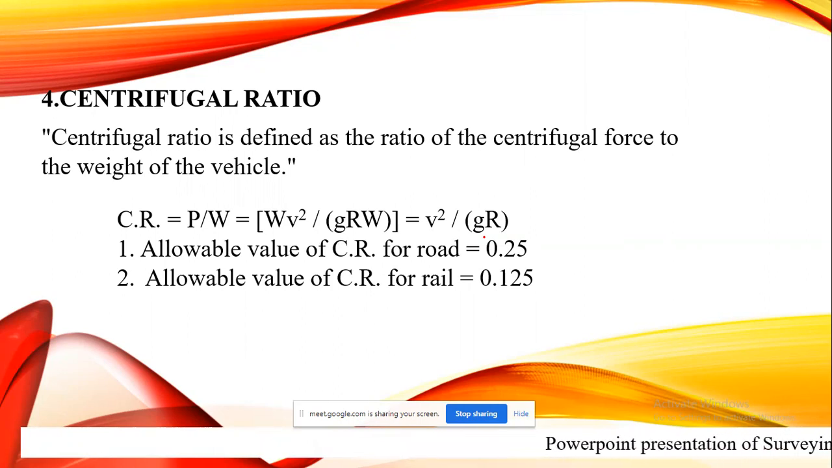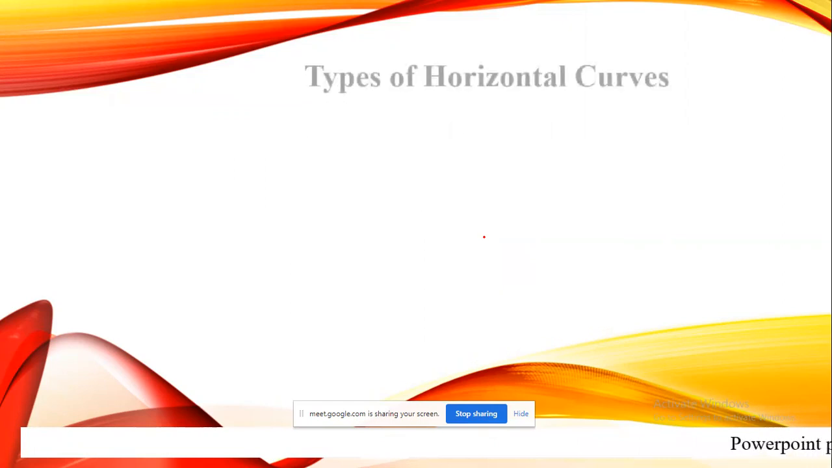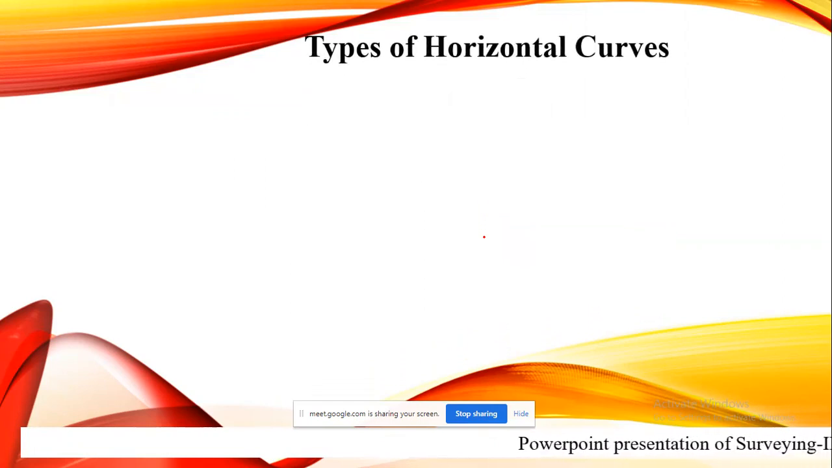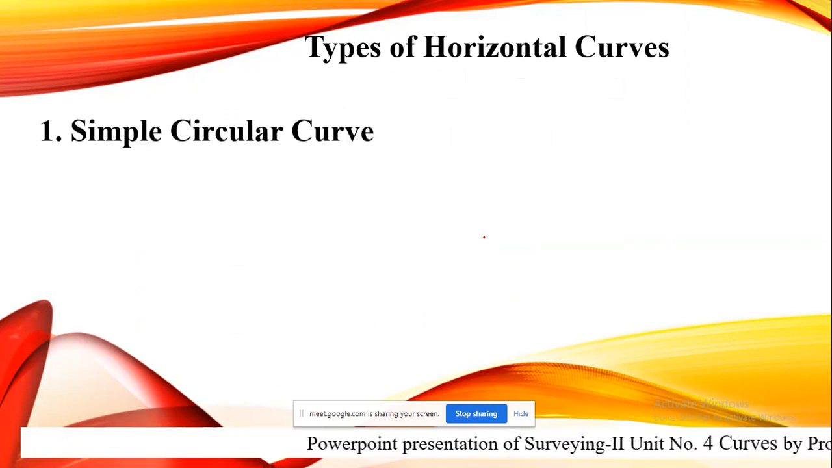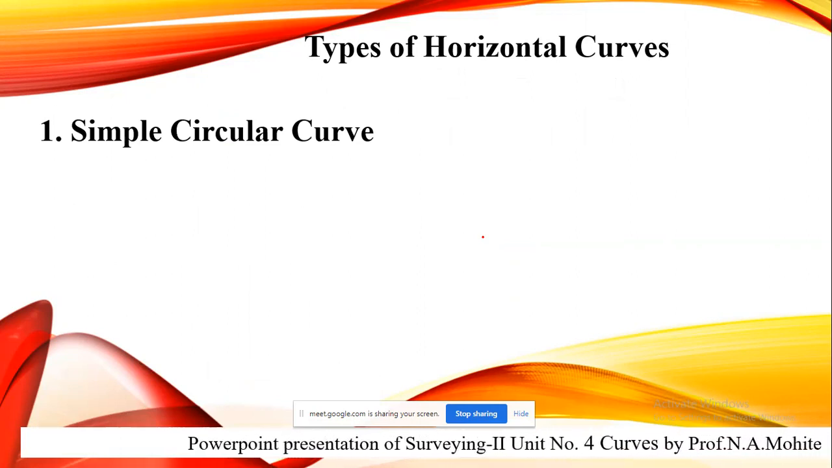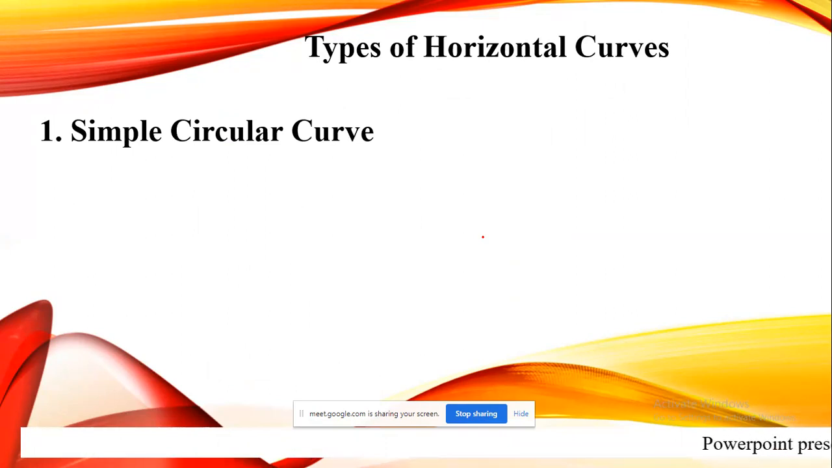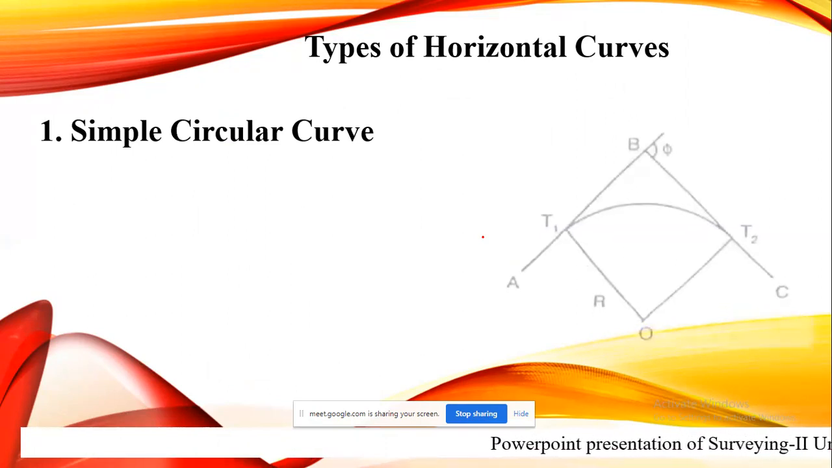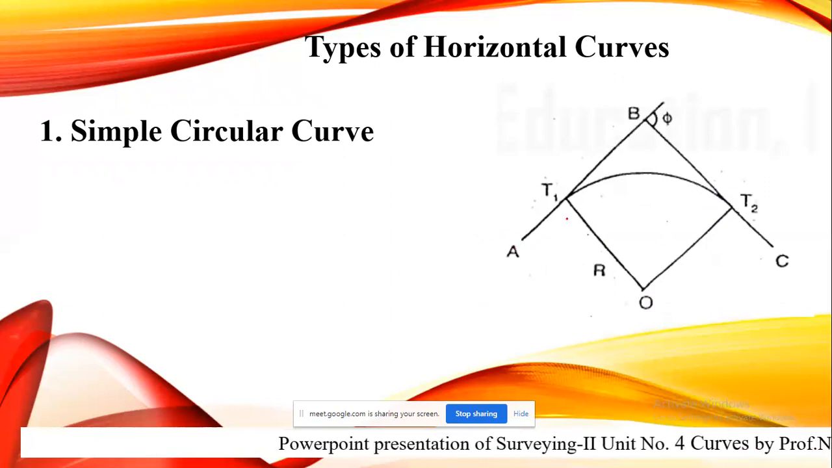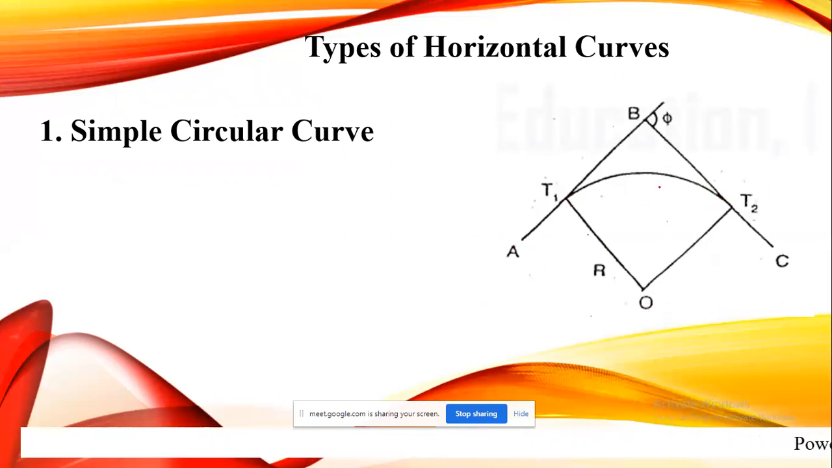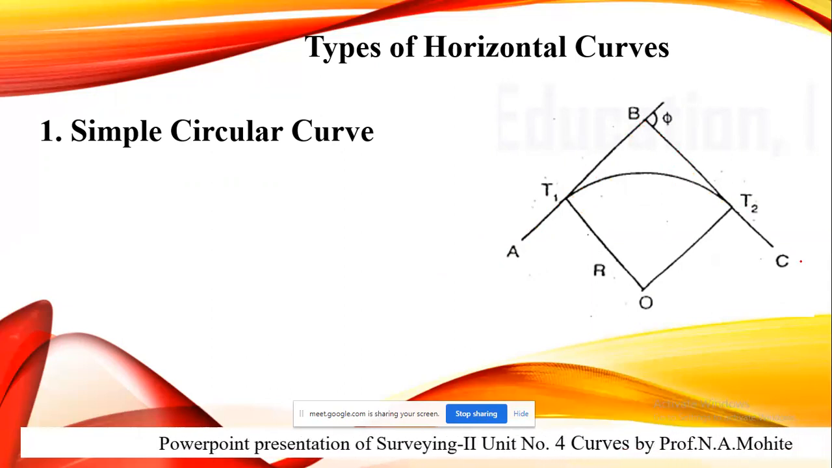Moving further, we'll start with the types of horizontal curves. The first one is the simple circular curve. As the name indicates, it is a simple one. It is nothing but a simple single arc which is provided with a continuous radius. You can see here a single arc provided between two tangents. A to B is the first alignment and B to C is the second alignment.